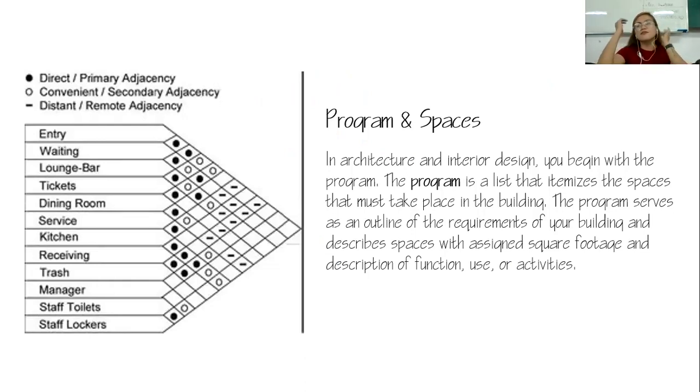So in architecture and interior design, we begin with the program. So the program is a list that itemizes the spaces that must take place in the building. The program serves as an outline of the requirements of your building and describes spaces with assigned square footage and description of function, use, or activities. So basically, before coming up with a bubble diagram, you need to come up first with a design program.